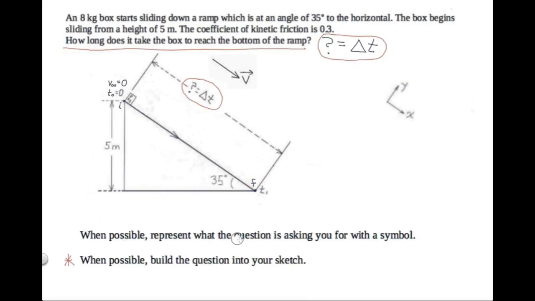When possible, represent what the question is asking you for with a symbol. We've seen that we can represent what this question is asking us for with the symbol delta t. When possible, build the question into your sketch. For this problem, we can build the question into the sketch like so. Here, we've indicated that the question is asking us for the time that elapses between this initial point and this final point.